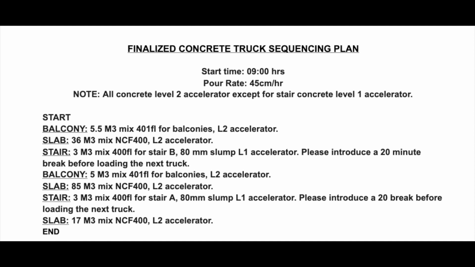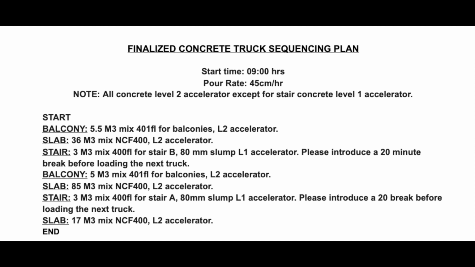You're going to want to let them know your start time, your pour rate, and any specific notes. In this case, we let the plant know that we want all concrete to be level 2 accelerator. The exception is for the stairs, which we will only want a level 1 accelerator. So in this pour break, we started from the east and then worked ourselves clockwise.